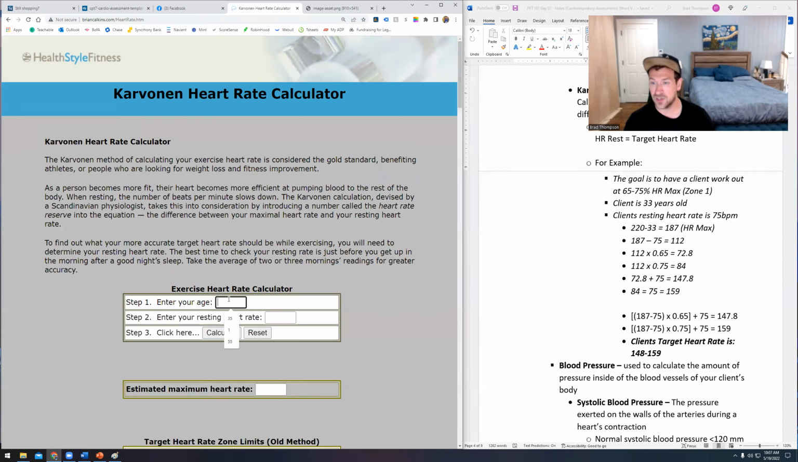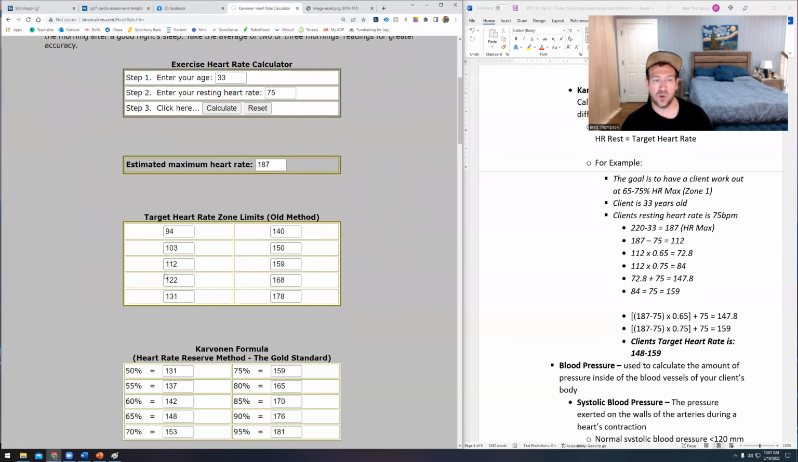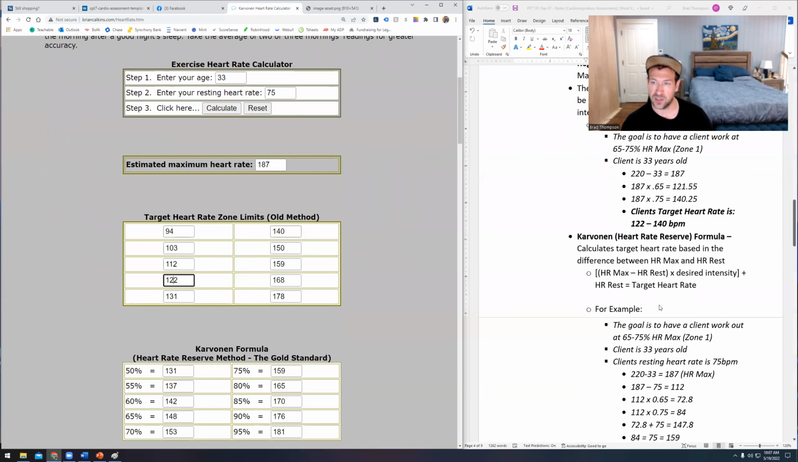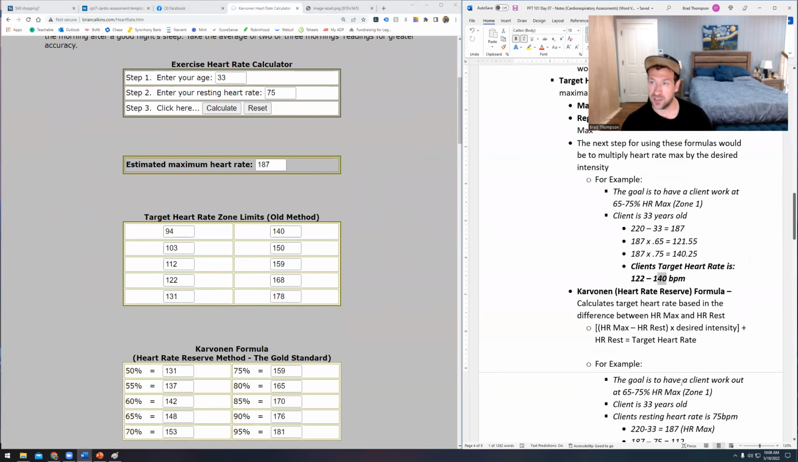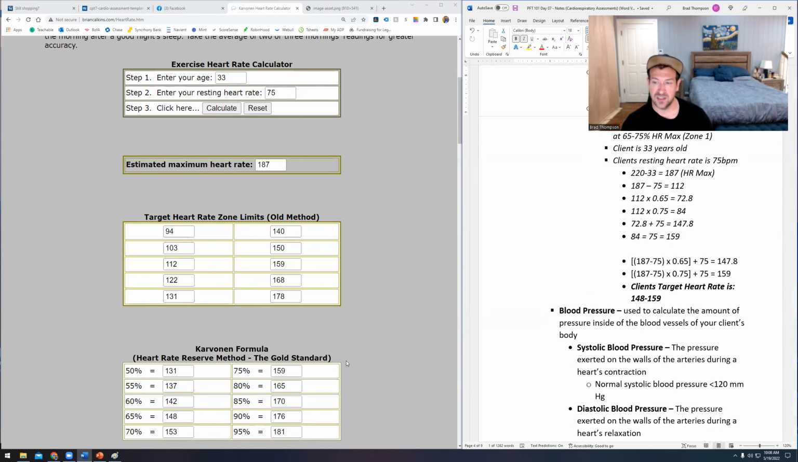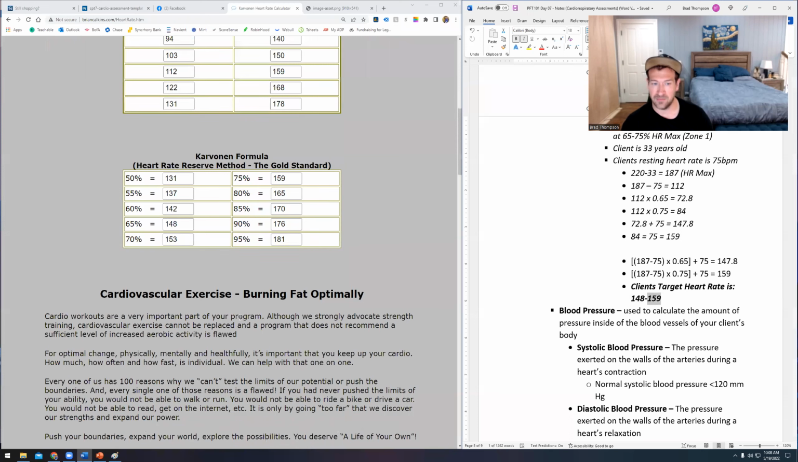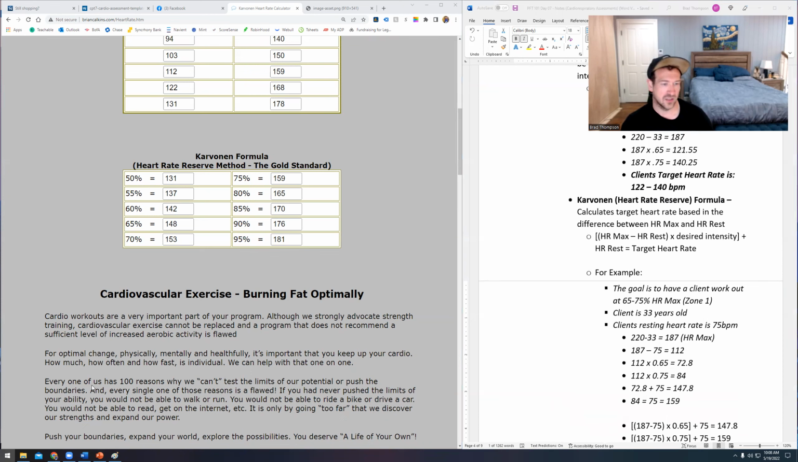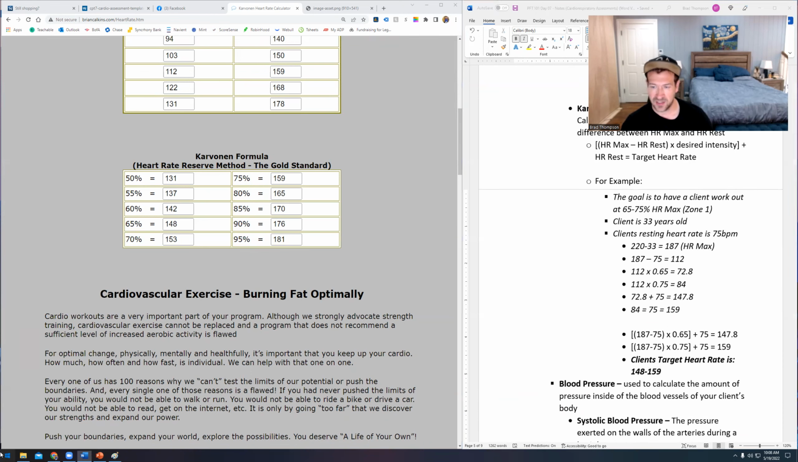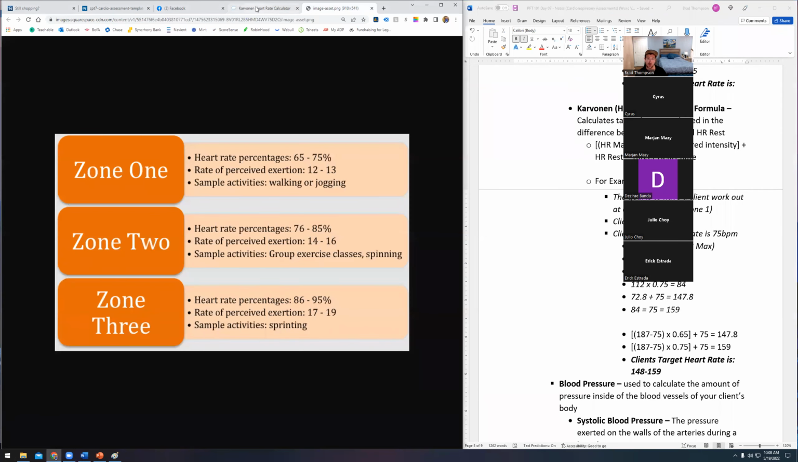So let's use our 33-year-old client as an example, and say their resting heart rate is 75 beats per minute. And I hit calculate here. So our old 65 to 75% used to be 122 to 140, right? So 122 to 140 here. Now it's 148 to 159. That is much more accurate. And look at the range, right? That's a range of 18 beats. And this one is a range of 11 beats. So the zone got smaller and more accurate.